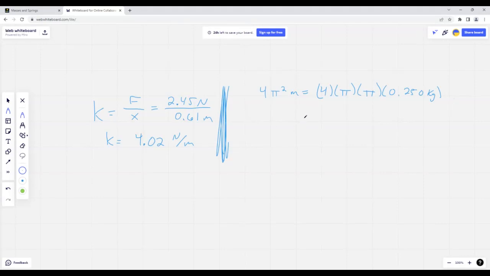Okay, and then that's going to give us our constant here, 9.8696 kilograms. Okay, and then that's a number. It's going to be very important. We're going to use this several times, so we need to remember that number.